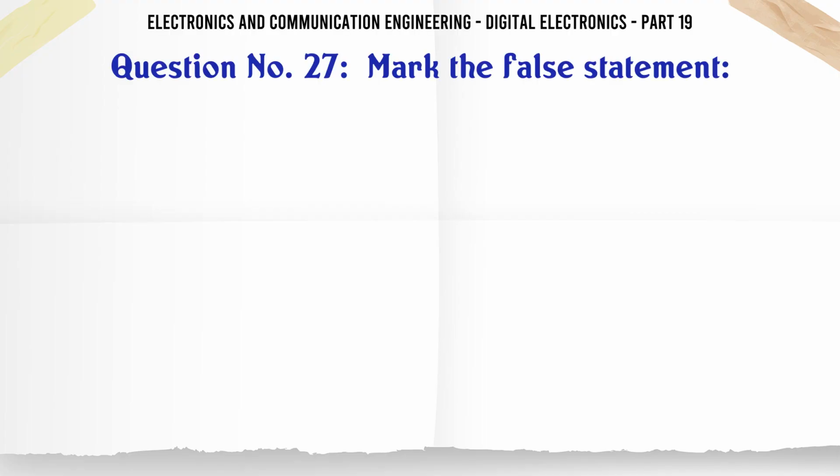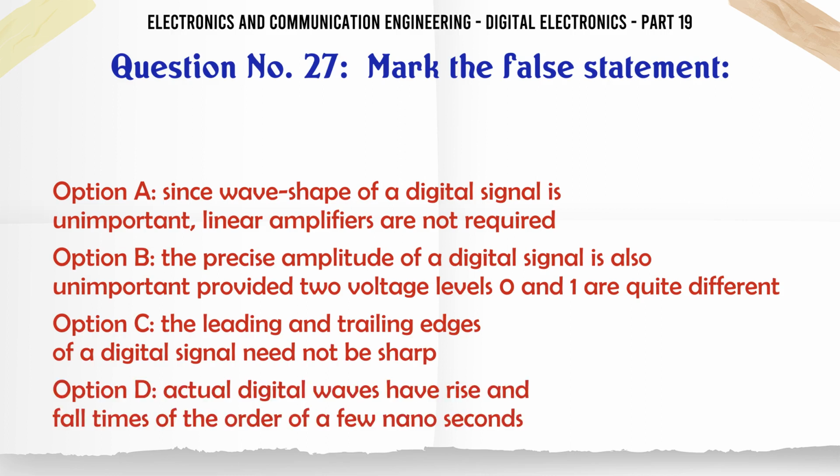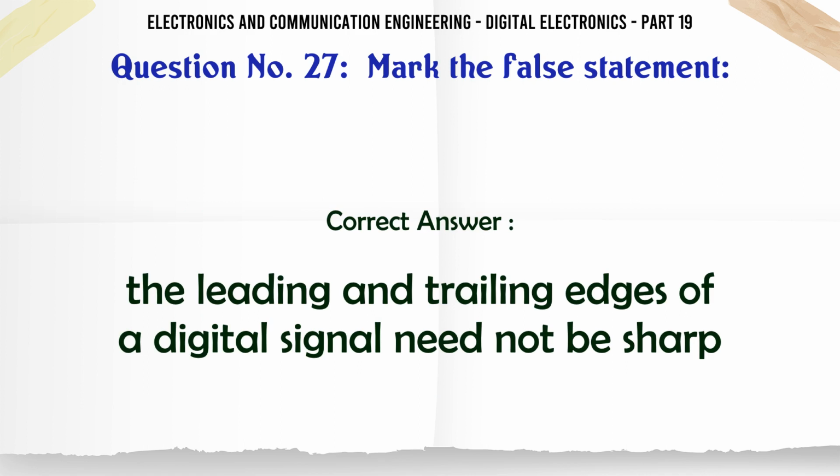Mark the false statement. A. Since wave shape of a digital signal is unimportant, linear amplifiers are not required. B. The precise amplitude of a digital signal is also unimportant provided two voltage levels 0 and 1 are quite different. C. The leading and trailing edges of a digital signal need not be sharp. D. Actual digital waves have rise and fall times of the order of a few nanoseconds. The correct answer is the leading and trailing edges of a digital signal need not be sharp.